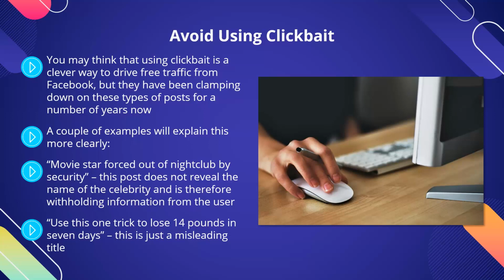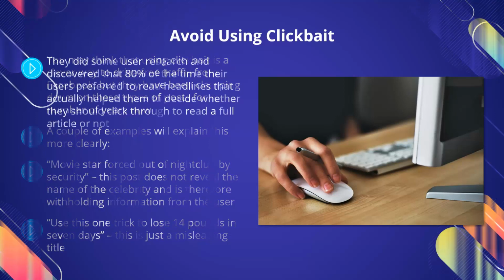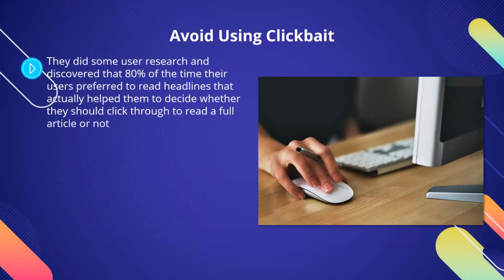A few years ago, these kind of clickbait titles would have got a lot of clicks on Facebook. As a result of this, they would appear higher in user news feeds to get even more clicks. But Facebook started to notice that the quality of the content that users clicked through to was poor quality. They did some user research and discovered that 80% of the time their users preferred to read headlines that actually helped them to decide whether they should click through to read a full article or not. Facebook then started measuring the time that users spent on the external page before they would go back to Facebook. The message is clear here.